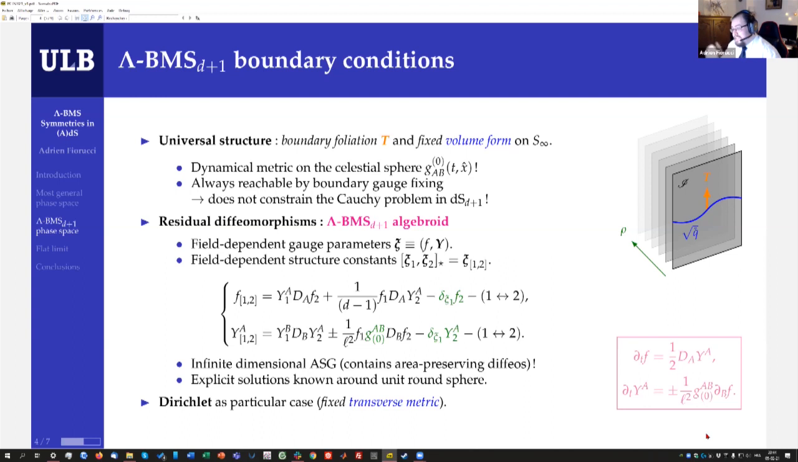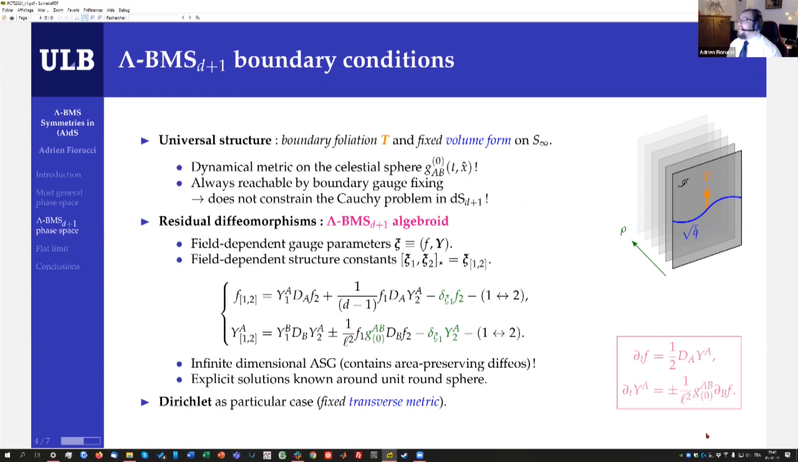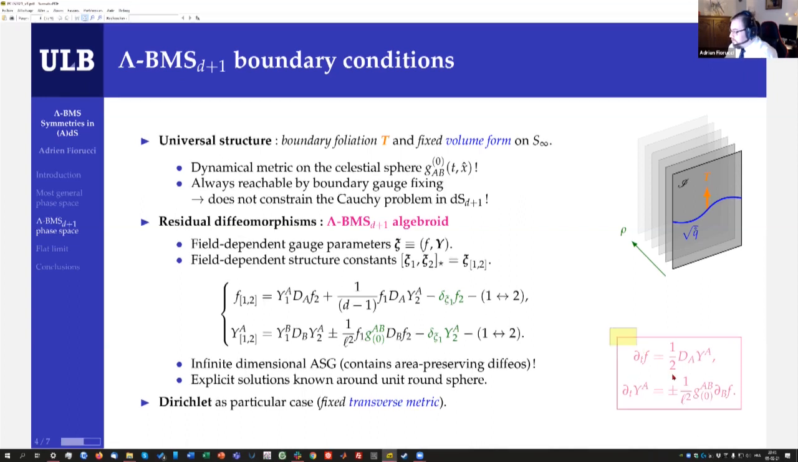And this universal structure is always reachable by boundary gauge fixing. You can do a counting of the parameters and you will see that I am right on this point. And so it does not constrain the Cauchy problem in dS in particular. So you are very happy with that. When you study the residual diffeomorphisms of this boundary gauge fixing, you will end up with field-dependent gauge parameters because the structure equations are like that. So f and Y^A are the temporal and spatial components of a boundary diffeomorphism, in fact.